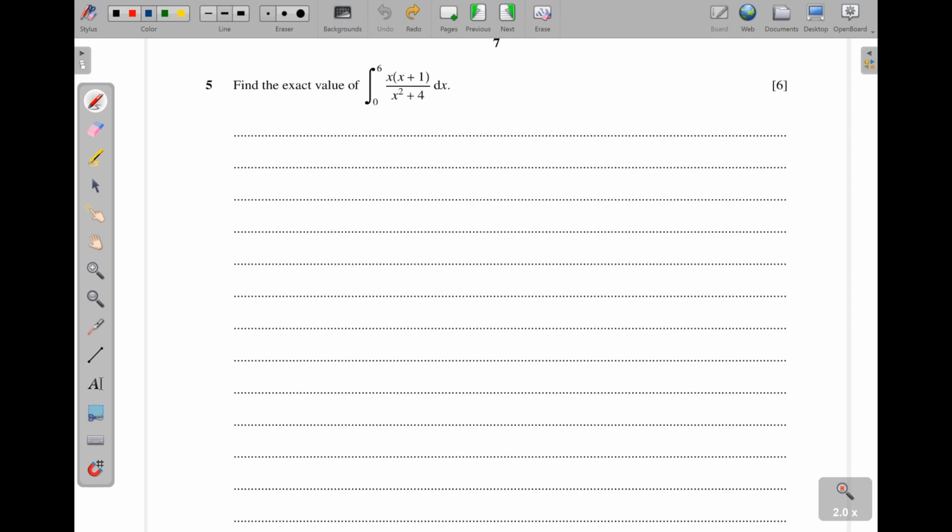Okay, so when we open brackets here, we are going to have x squared then plus x. That is for the numerator, then over x squared plus 4. So the degree is the same. So now I'm going to first long divide to reduce this one here.